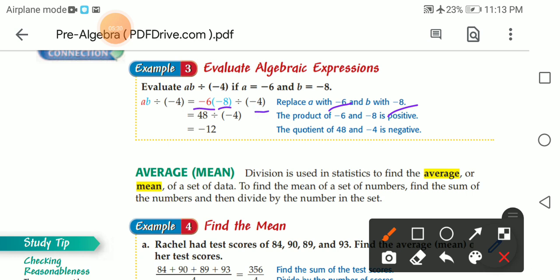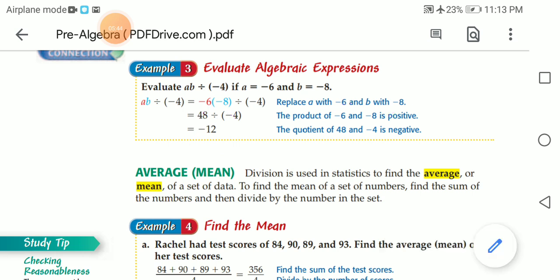So I have here 6 times 8 equals 48, and negative times negative gives me positive, yes. Divided by what? Divided by negative 4. 48 divided by negative 4 gives you negative 12. So the quotient here is negative 12.